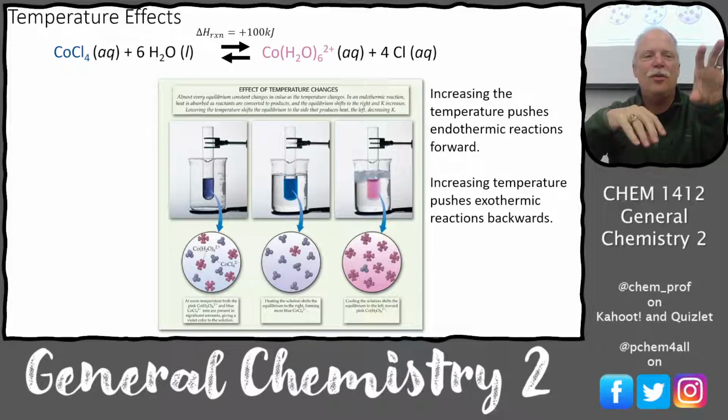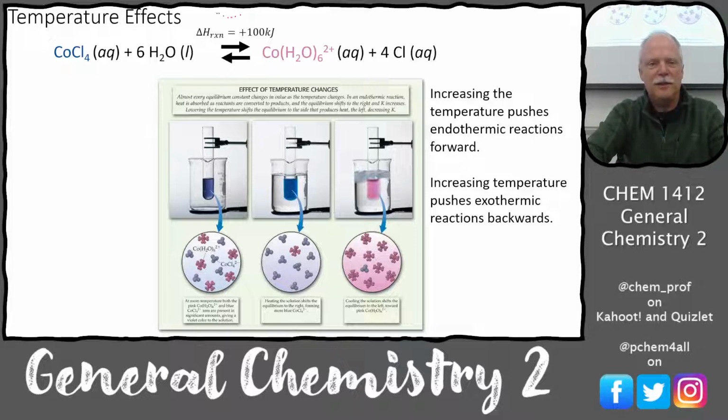We have this cobalt chloride. It's a tetrahedral structure on the left, and then when you change the temperature, it swaps out the chlorine for water molecules and makes a pink structure, cobalt hexahydrate. And it's an endothermic reaction.